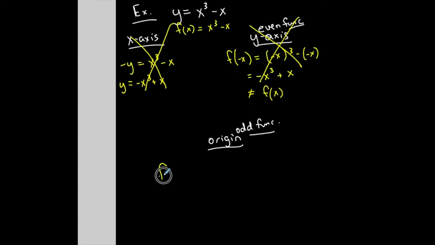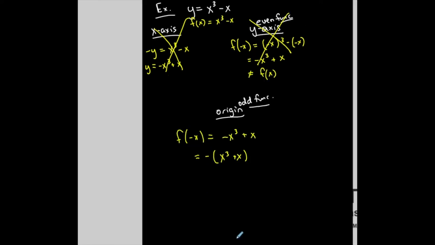Now, I already did this test, right? I already know that this is equal to this. I did it here. I replaced all my x's with negative x and then simplified. Now, I want you to notice that this is the same thing as the opposite, right? I could factor a negative out. The opposite of x to the third, sorry, minus x. So if I distribute this negative, I get back the opposite of x to the third plus x.